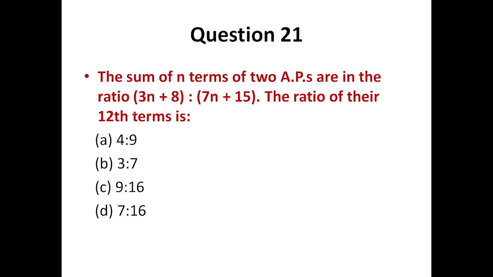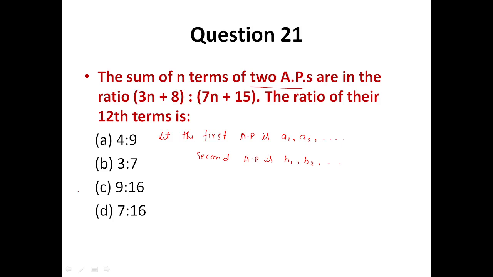So what is given here? We are given two APs. So let the first AP be a1, a2, and so on, and the second AP be b1, b2, and so on. Now given that the sum of n terms of the first AP and the second AP, their ratio is given as 3n plus 8 upon 7n plus 15.